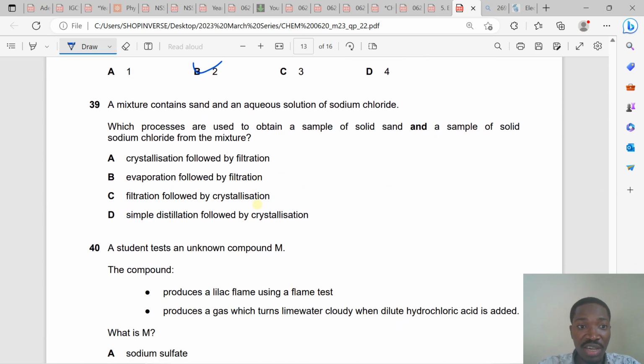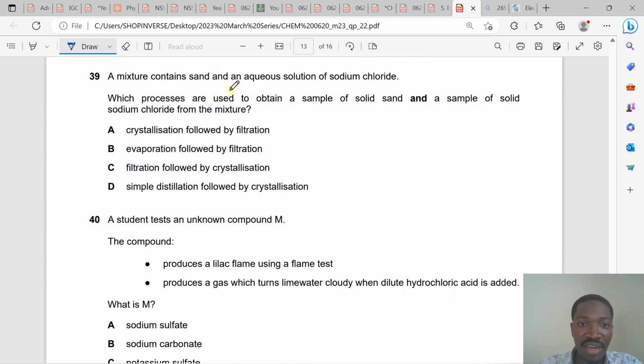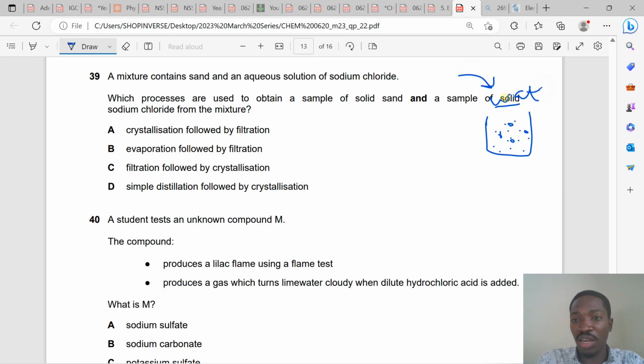We go straight to question 39. A mixture contains sand and aqueous sodium chloride. Which processes are used to obtain a sample of solid sand and a sample of solid sodium chloride? These are under the purification techniques. You have sand and sodium chloride, both in a container. The first thing you do is pour water. When you pour water, the sodium chloride will dissolve.